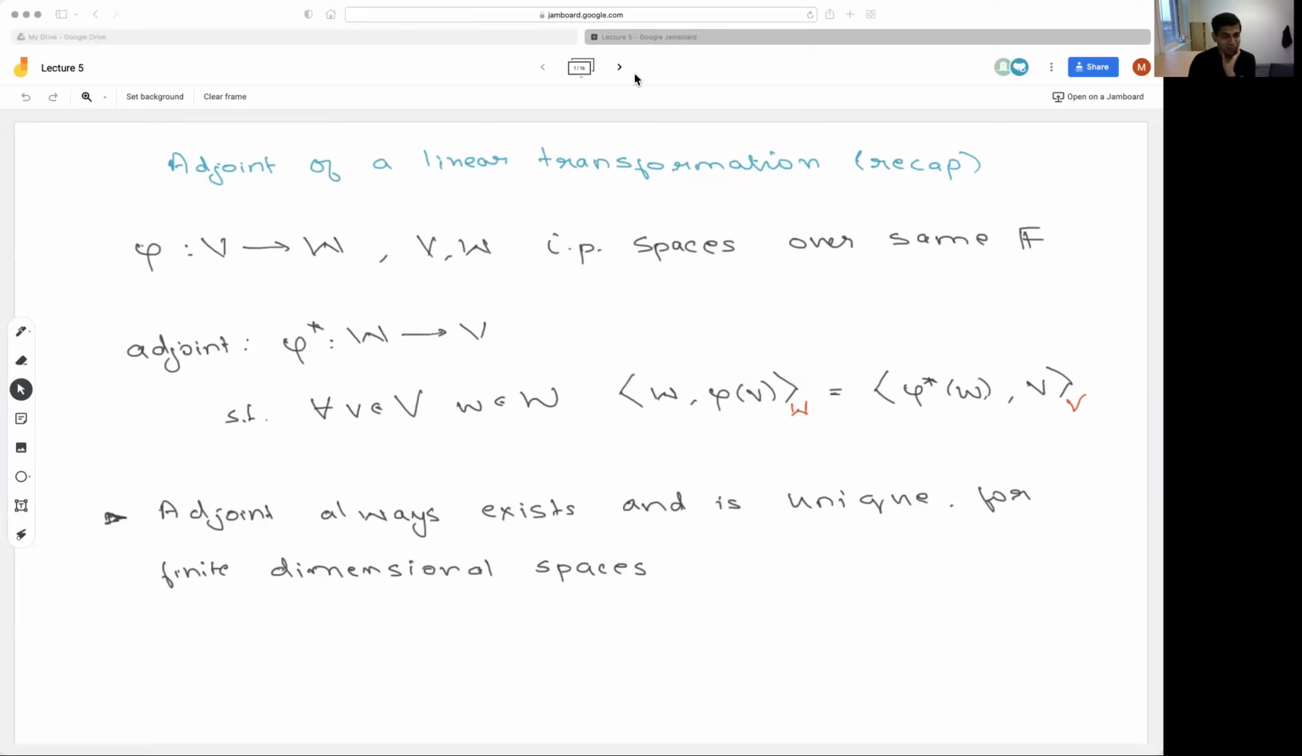Any questions about any of this before we proceed? Really quickly, could you maybe clarify for me what the phi star is in relationship to phi? What phi star is?